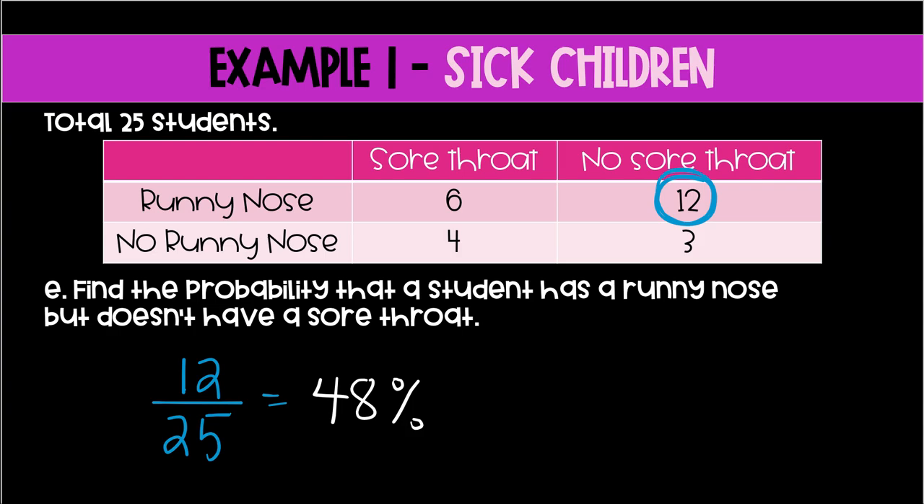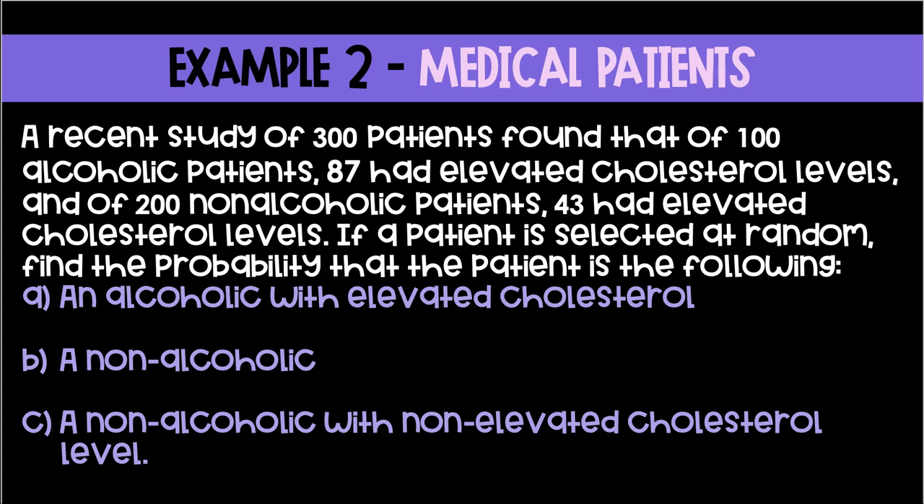All right, now I want you to pause this video after I show you the data, and I want you to attempt and construct your frequency distribution with the information provided. A recent study of 300 patients found that of 100 alcoholic patients, 87 had elevated cholesterol levels, and of 200 non-alcoholic patients, 43 had elevated cholesterol levels.